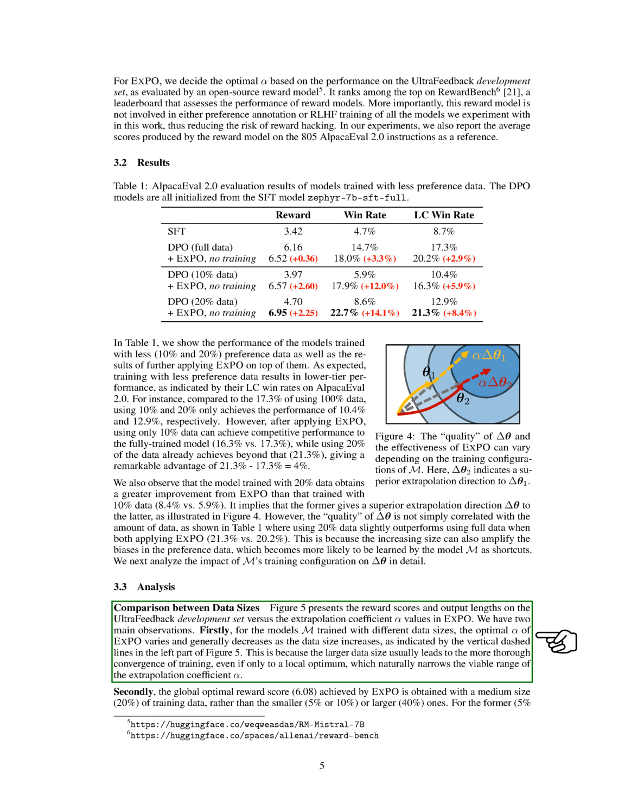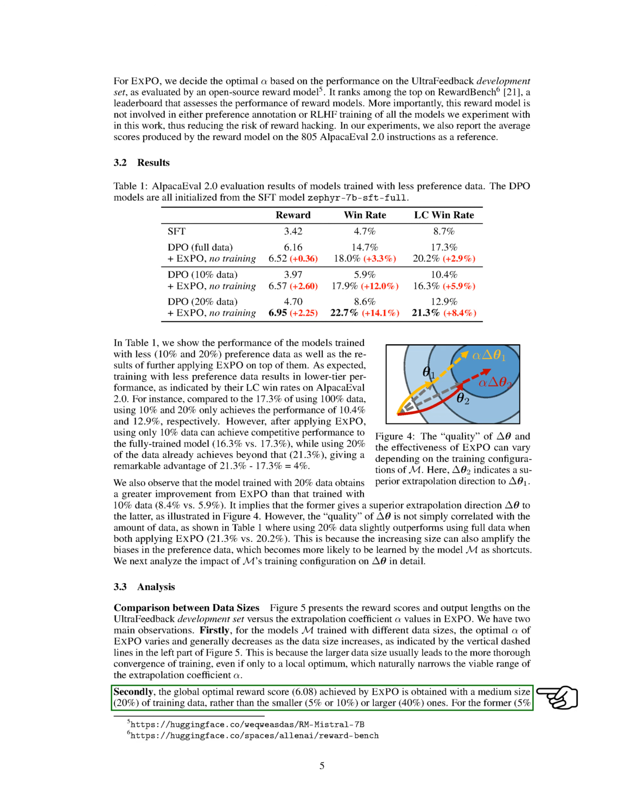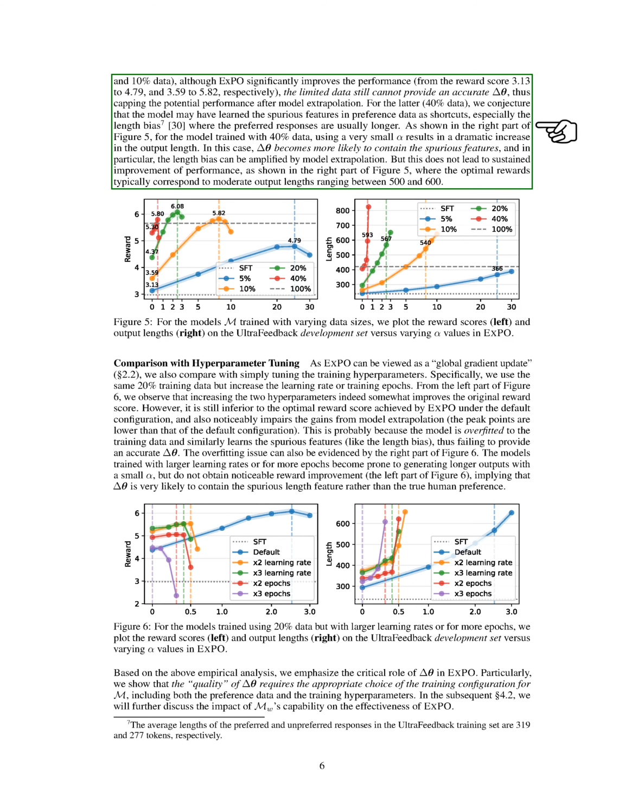The figure illustrates the reward scores and output lengths on the ultra-feedback development set for different EXPO extrapolation coefficient values. We note that the optimal coefficient varies with the data size, generally decreasing as the data size increases. The global optimal reward score is achieved with a medium data size, 20%, rather than smaller or larger sizes. Smaller data sizes benefit significantly from EXPO but are limited in providing an accurate extrapolation direction, while larger data sizes may learn spurious features as shortcuts, affecting performance.